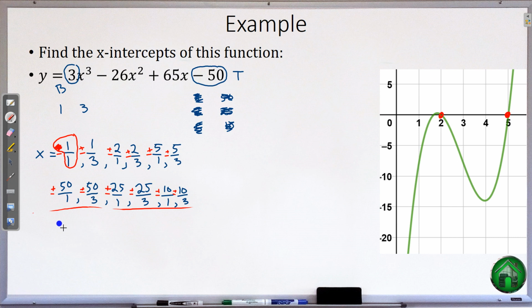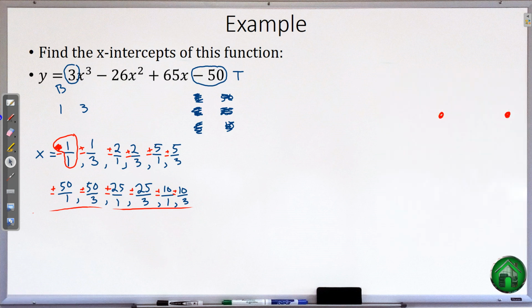So let's try the 2 first. So we're going to check it with synthetic division. Oh wait, I'm going to back up a little bit, give myself some more space. So we're going to try 2 and see if it works. So put the coefficients here, negative 26, 65, and negative 50.